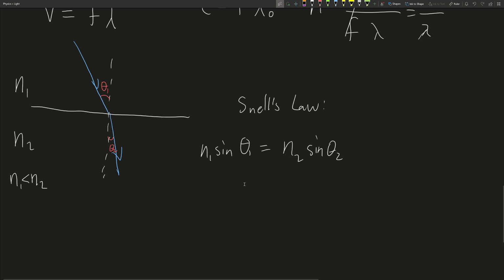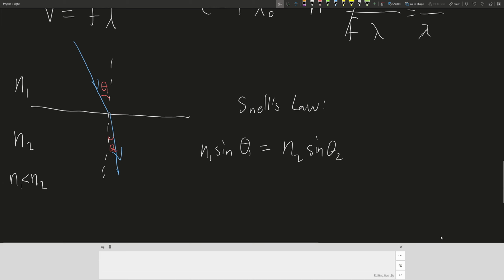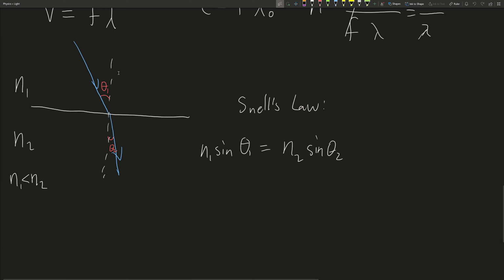And basically, if you think about this mathematically, what it means is that if n2 is greater than n1, then sine theta 2 has to be less than sine theta 1. And so theta 2 is smaller than theta 1. So if n2 is greater than n1, then this light ray bends towards the normal line. And if we flip this backwards, so n1 is greater than n2, you can think about this as going in reverse. Then if you're going from something with a larger index of refraction to a smaller index of refraction, then the light bends away from the normal line.